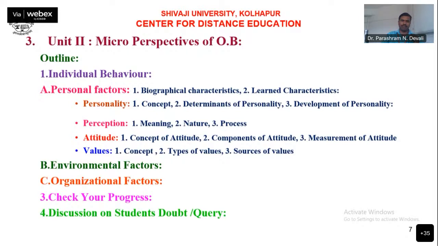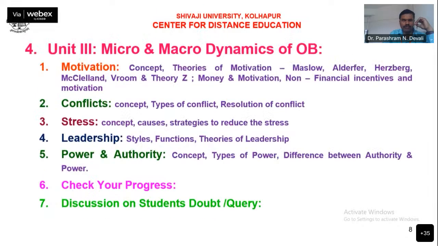Then the next key concept is value, where we want to understand the key concept of value, types of values and sources of values. Then the next factor which significantly affects organization behavior is environmental factors. Then there are organizational factors which significantly affect individual behavior. Same thing, we want to refer to the check your progress, and finally we want to discuss whatever doubts or queries you have in the second unit.